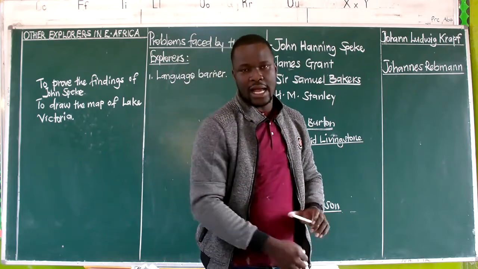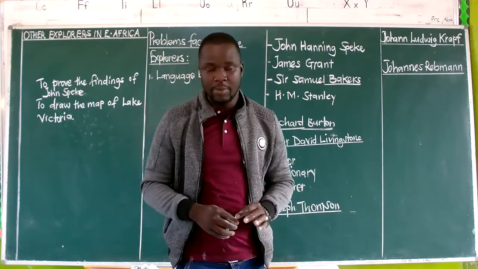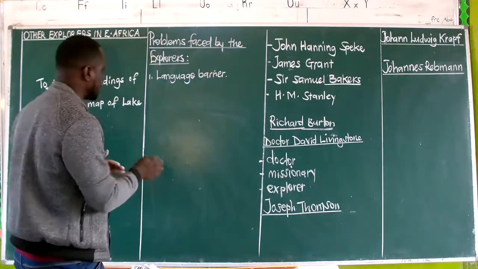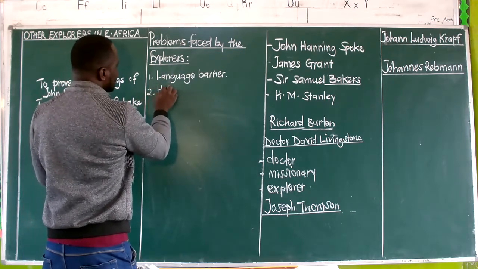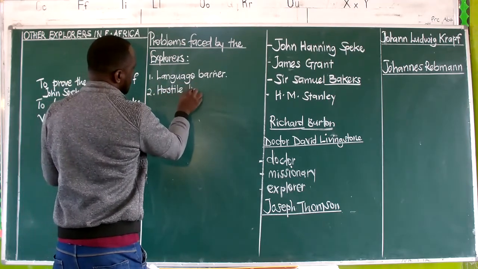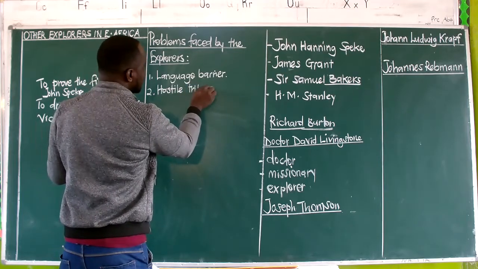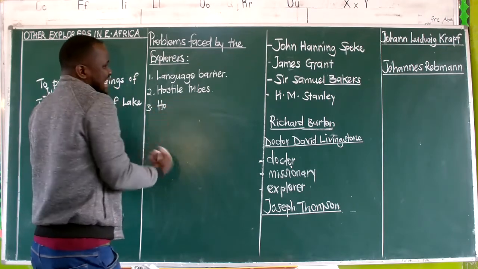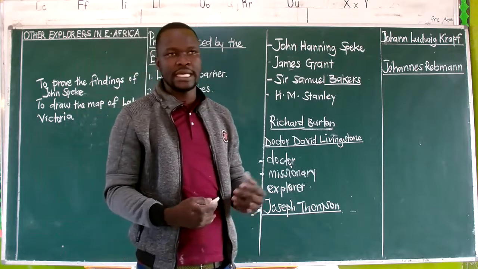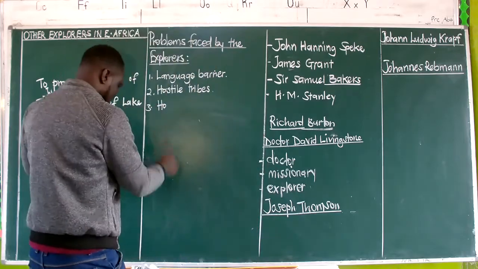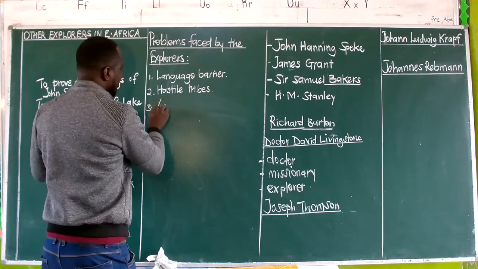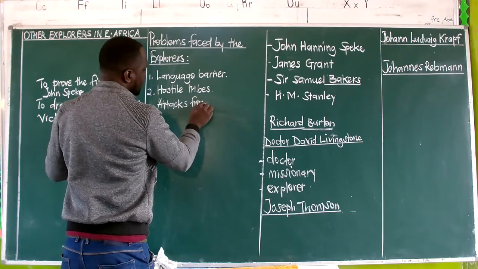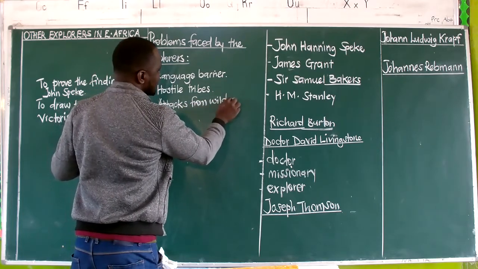Problem number two is that these people also had a problem of hostile tribes. Remember, we say that they feared to pass via Kenya, meaning they feared those hostile communities. We can address it as hostile tribes. And then also there were hostile or fierce wild animals that could eat up some of them. So we can have that as another problem. We can call it attacks from wild animals.